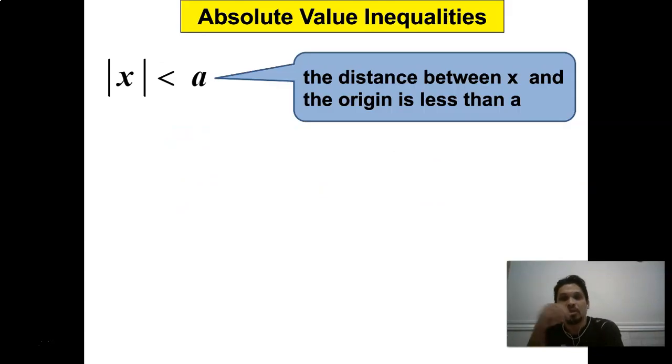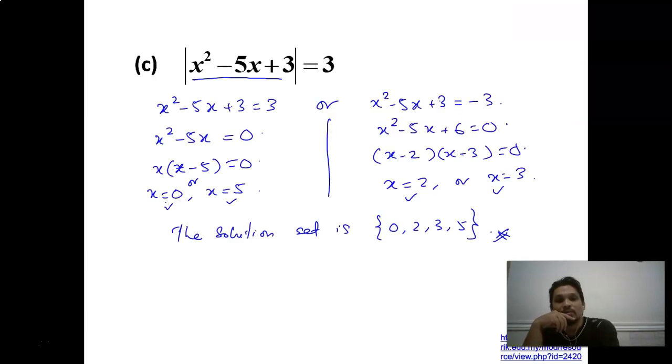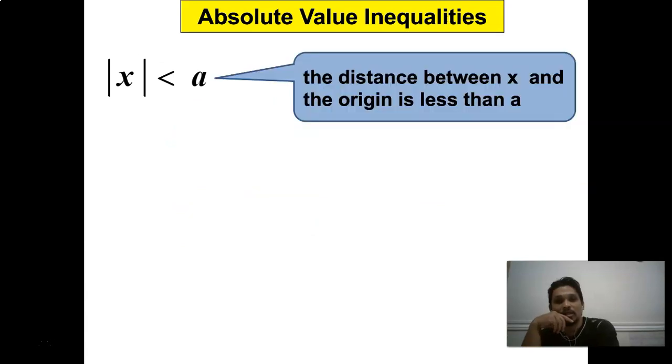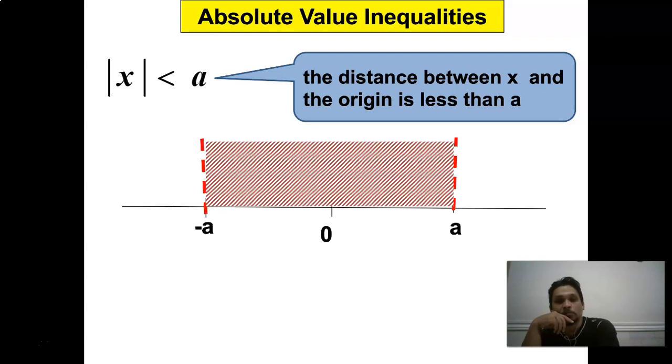Absolute value inequalities. So just now we were talking about absolute values with equations. Now it's time for absolute value inequalities. Okay, the distance of x and the origin is less than a. So when we have this kind of line, it shows that it does not include negative a and does not include a, but it's between them, less than and greater than here.